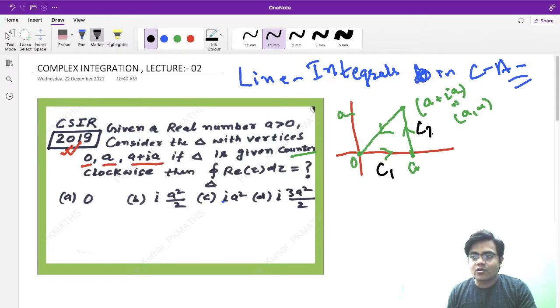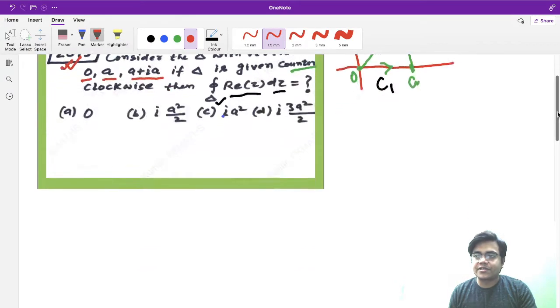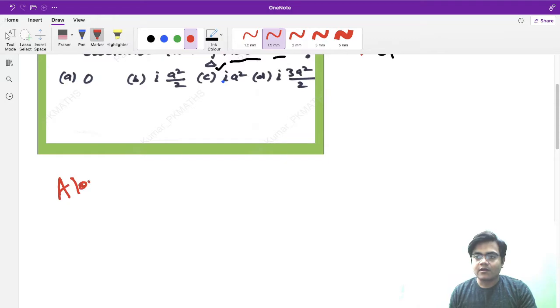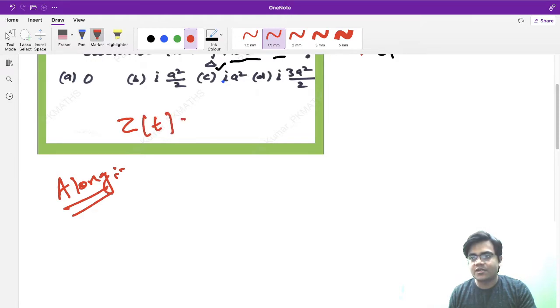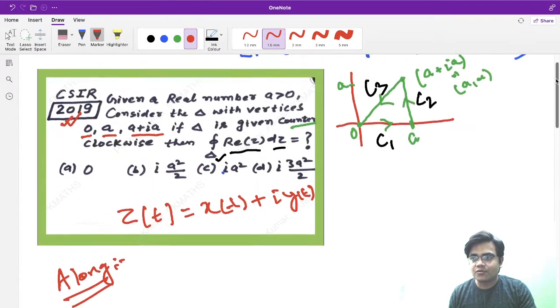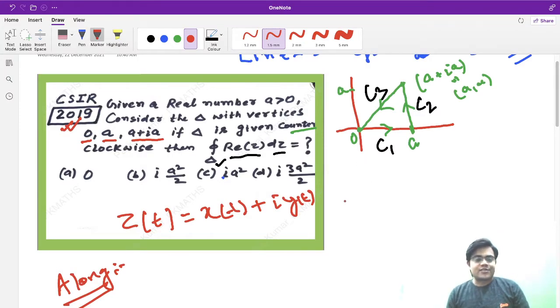Let's call them c1, c2, and c3. So we have to perform this integral, real part of z dz, over the first curve, over the second curve, and over the third curve, isn't it? So first of all, let's integrate along c1. Before moving along c1, you should write one thing: z of t is equal to x of t plus iota y of t, because the parameter sometimes helps you to write the upper limit, lower limit, and all these things.